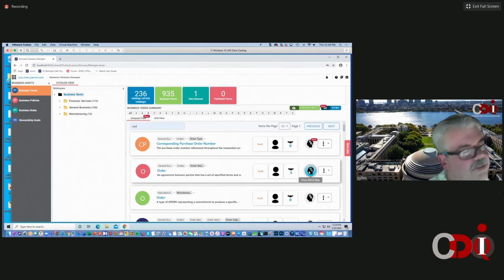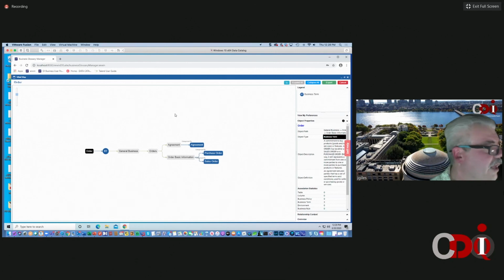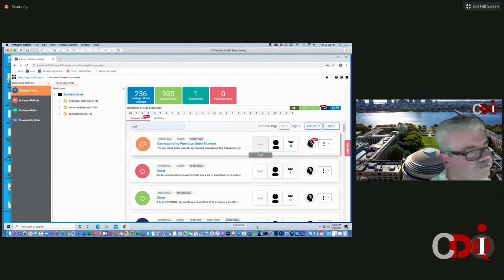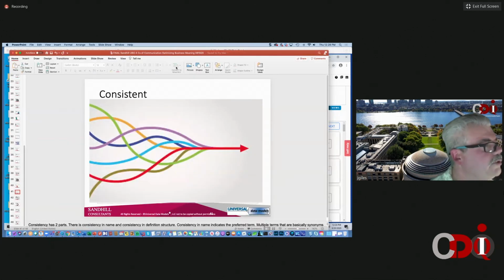So if I wanted to look at this in terms of, let's say, a mind map, I can expand this out and show you that this thing called an order is classified as general business under this thing called orders, and orders has basic information, and there's this type called a purchase order and a sales order. And it's also got a higher level concept called an agreement. Agreement would be the broader term. Purchase order and sales order would be the more narrow term. So these are the things that you want to be aware of when you start to build out your business glossary. So one last point, and then I will hand it over to you, Robert.